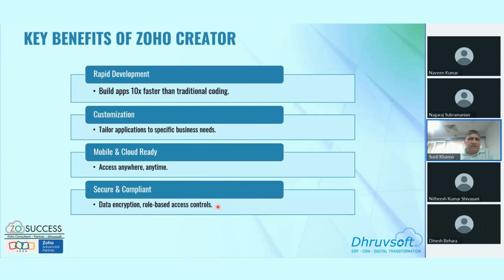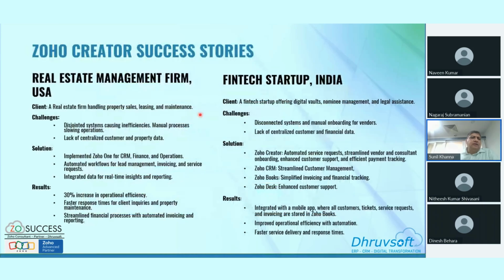Let's now also see some of the success stories that we at Dhruvsoft have recently done. These success stories are from our clients. One of the clients we have worked with is a real estate management company, into property sales, leasing, and maintenance. They previously had multiple systems and wanted to automate, and that's where we gave a solution based on Zoho One, and Creator was also one of the applications we implemented for them, and that resulted in a 30% increase in operational efficiency.